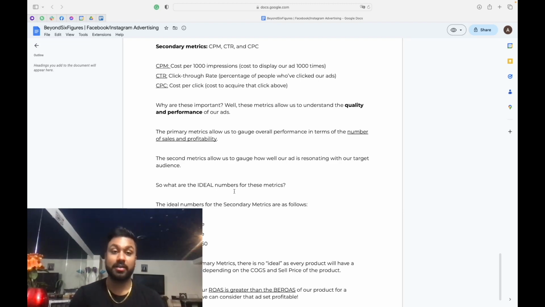So basically cost per click. CPC stands for cost per click, CTR stands for click-through rate, and CPM stands for cost per 1,000 impressions, right? That's essentially what it is. It's just short term to do that, right? So why are these important, right?